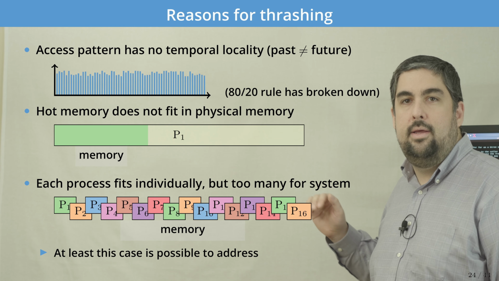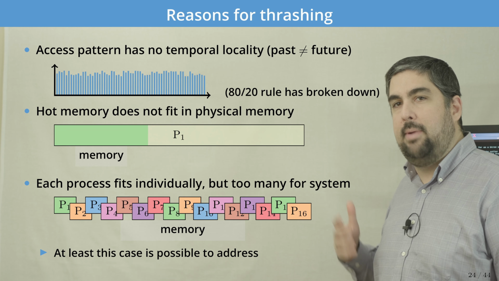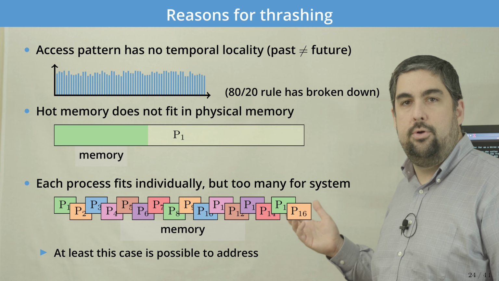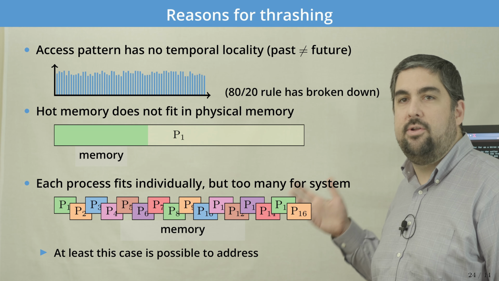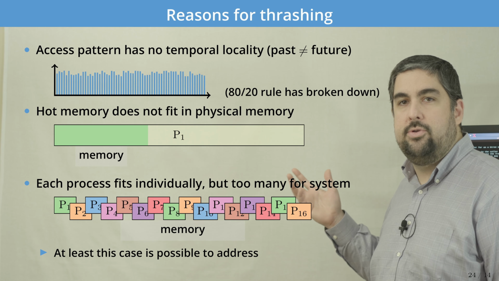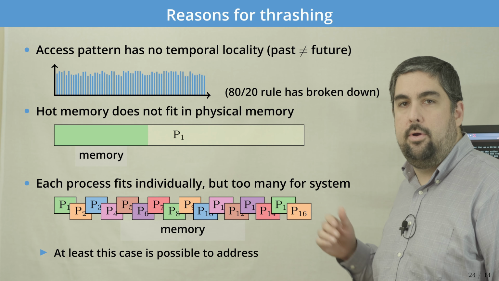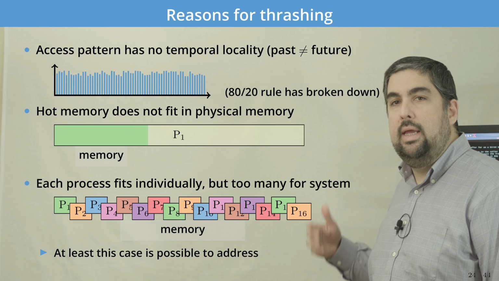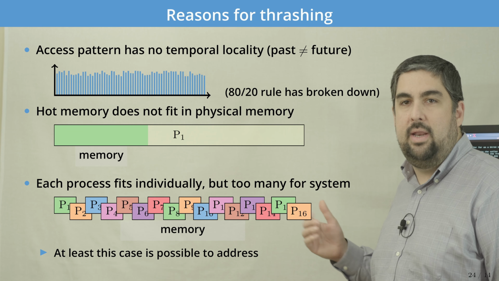A second is that the hot portion of memory doesn't fit in physical memory. So imagine the 80-20 rule still holds true, but the hot portion of the application, the pages that are frequently accessed, exceeds the size of memory. The 20% is far larger than the size of memory. And a third is that while each of the processes might fit individually, there might be too many for the system.